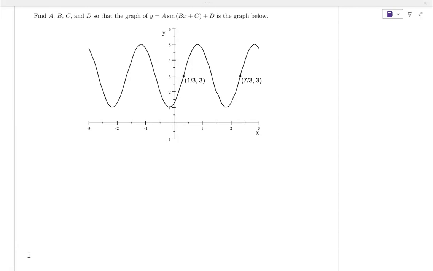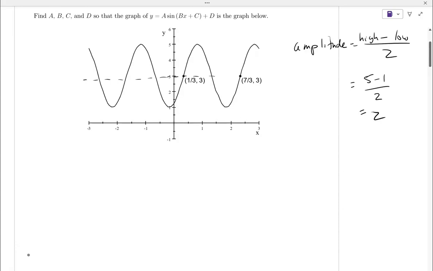The first thing is, what's the amplitude? Remember, amplitude is half the distance between high and low, right? So your amplitude is always (high minus low) over 2. It's half the range. What's the high point on this one? 5, and the low point is 1. So that simplifies to 2.